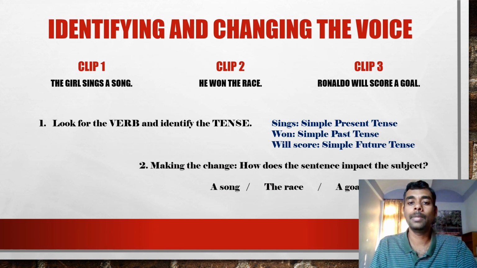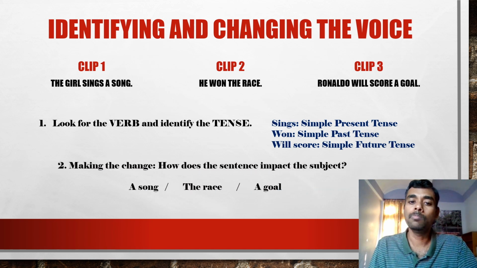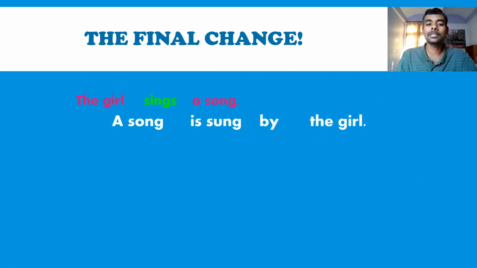Once we've got that base done, then we need to make the change. Something like asking, how does this sentence impact the subject? How does a song impact the girl? Or the race impact the person? Or the goal impact the player? That would lead us to understand passive voice.